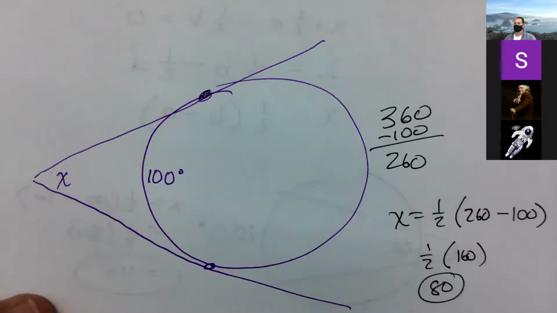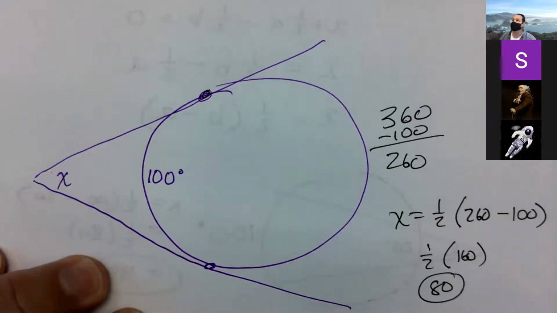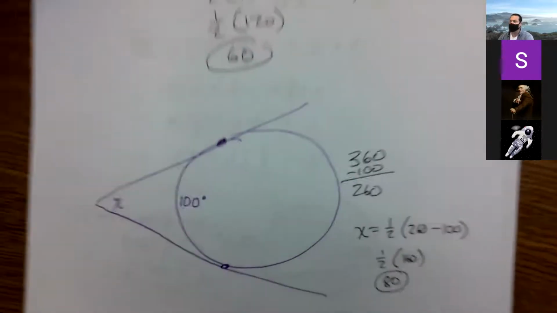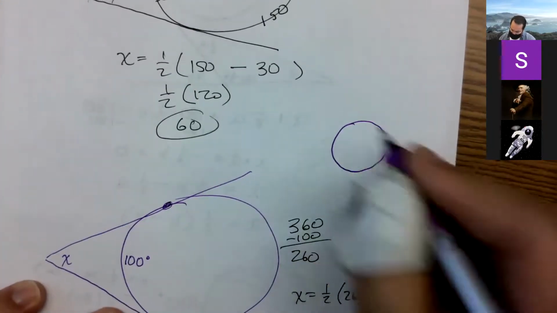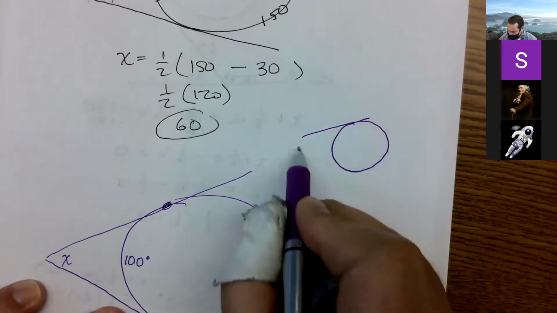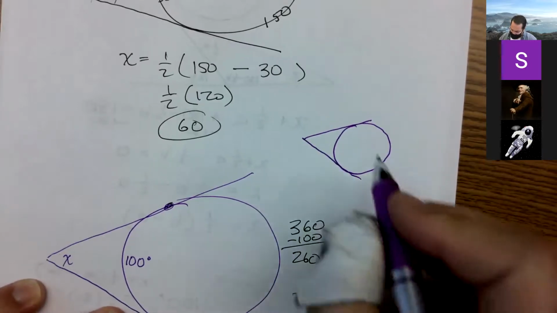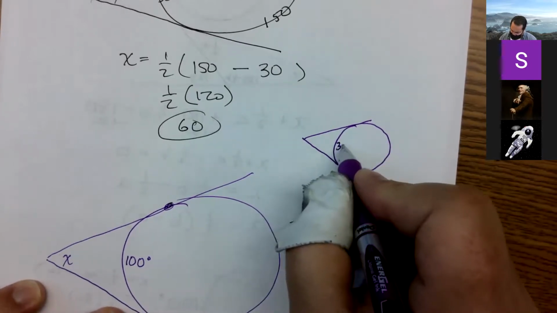Easy enough. But can you make it even easier, Mr. Erlin? Well, yes, in fact, I can. So watch this. I'm going to pull this up a little bit, create another version over here with 2 tangents. And this time I'm going to say it's 30 degrees.